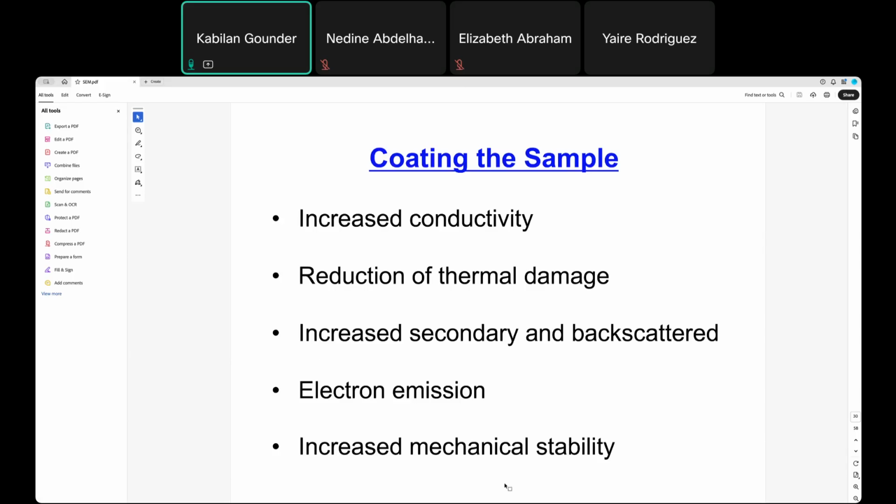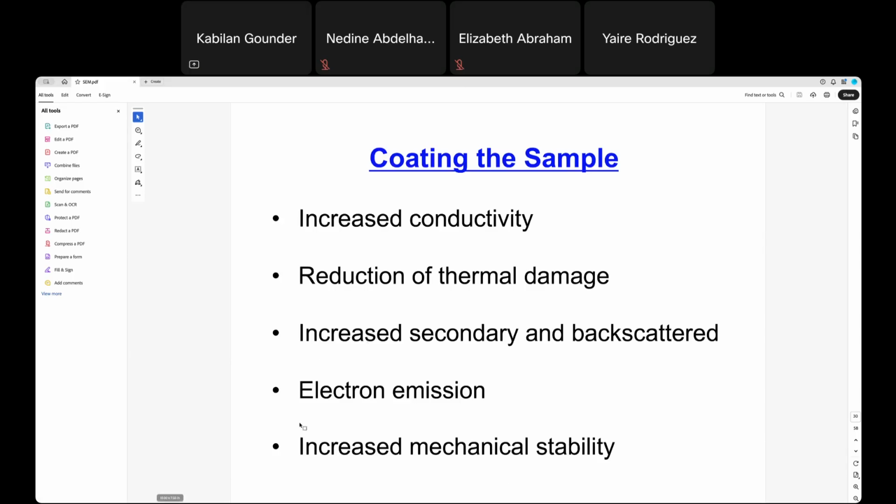Also, for the signals you get from the electrons striking your samples, from the interaction between the electrons and the samples, if you coat your samples, that increases the secondary and backscattered electron signals.